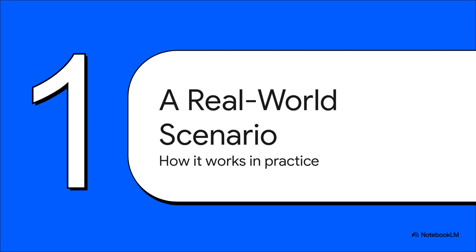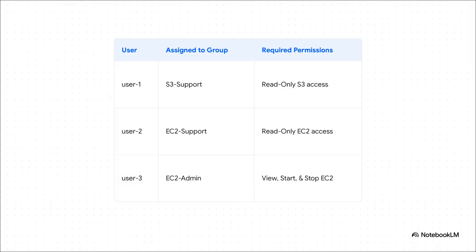Okay, so theory is one thing, but let's see how this stuff actually plays out in the real world, right? We're going to walk through a scenario based on our source material, where a company is bringing on some new people with totally different jobs. So, meet our new team. We've got user 1, who just needs to look at data storage. Then there's user 2, whose job is to monitor the company's servers, but definitely not change them. And then you have user 3, an administrator who needs the power to actually turn those servers on and off. 3 different people, 3 very different sets of keys required.